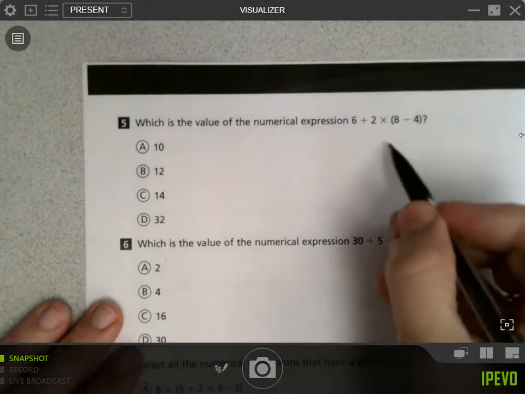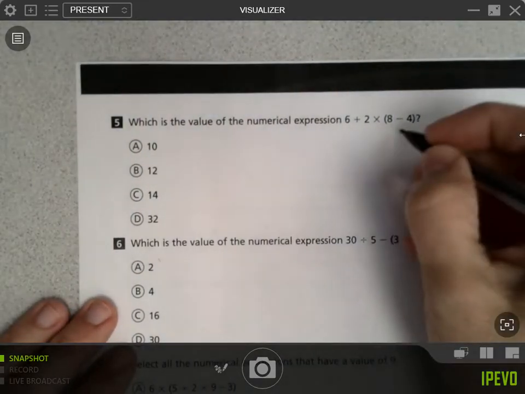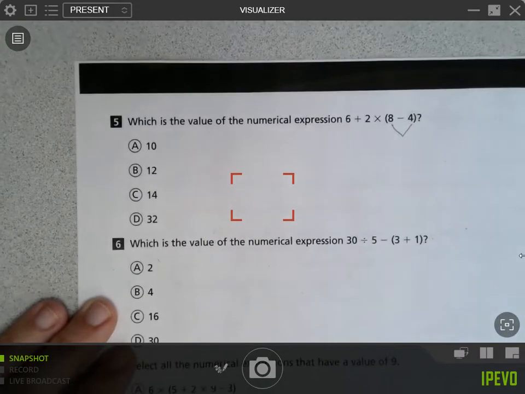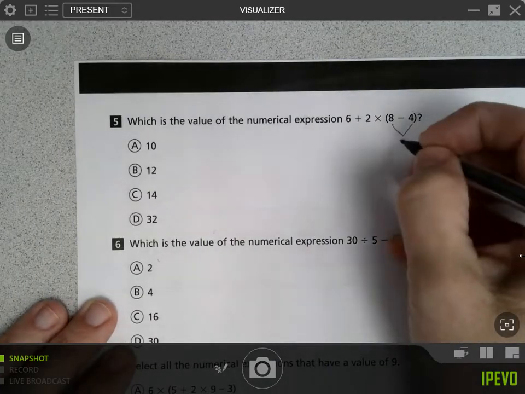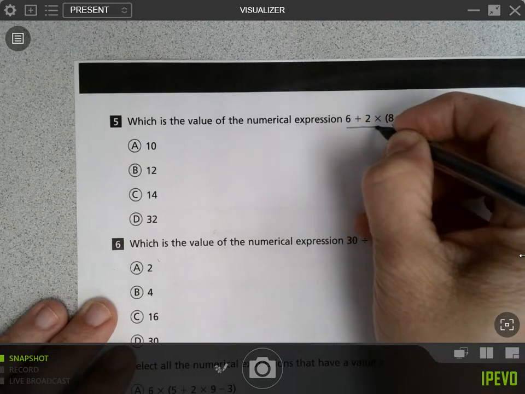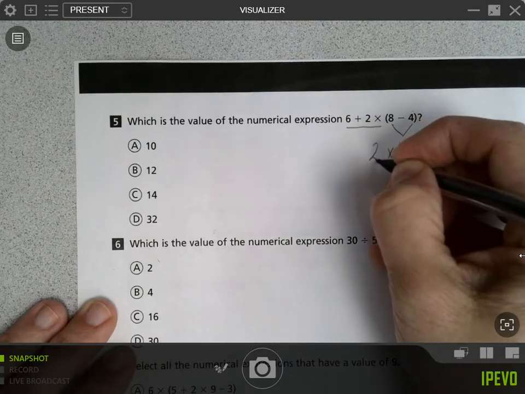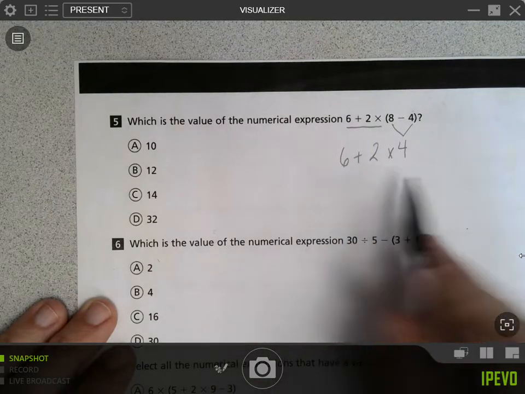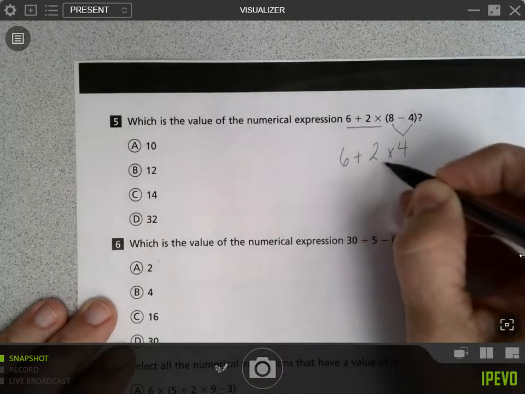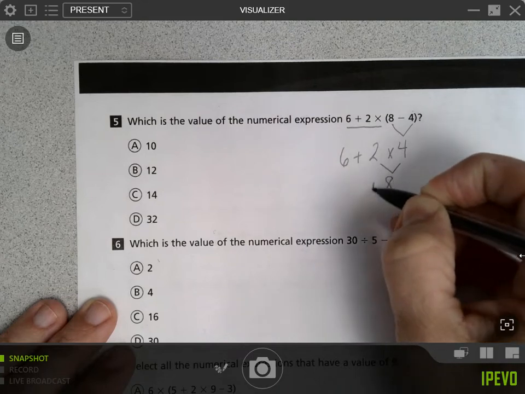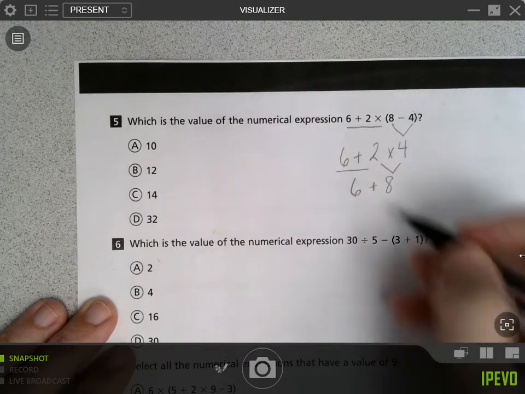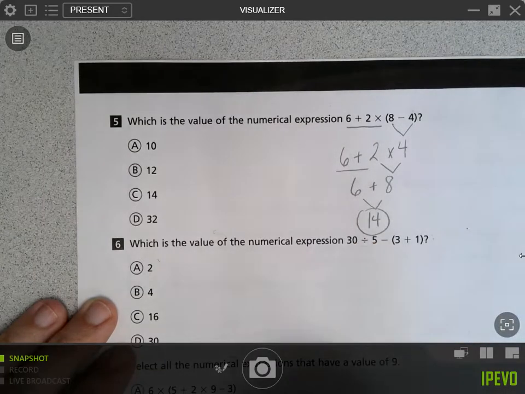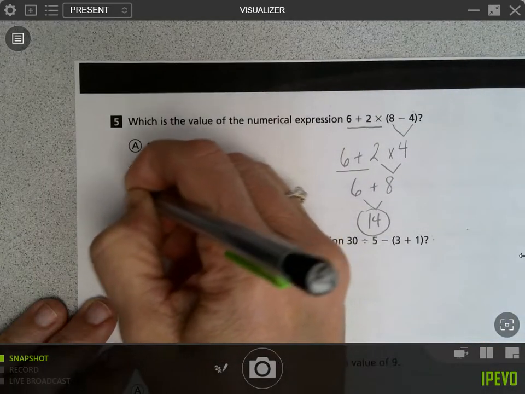If I just look right here and evaluate, I'm going to do 8 minus 4. See if I can make that a little clearer. That's better. 8 minus 4 is 4. Anything we haven't evaluated yet now comes down and lines up with that difference. Reevaluating, I'm going to multiply first, bring down the rest of that expression, and we're going to add and get 14, and that would be letter C.